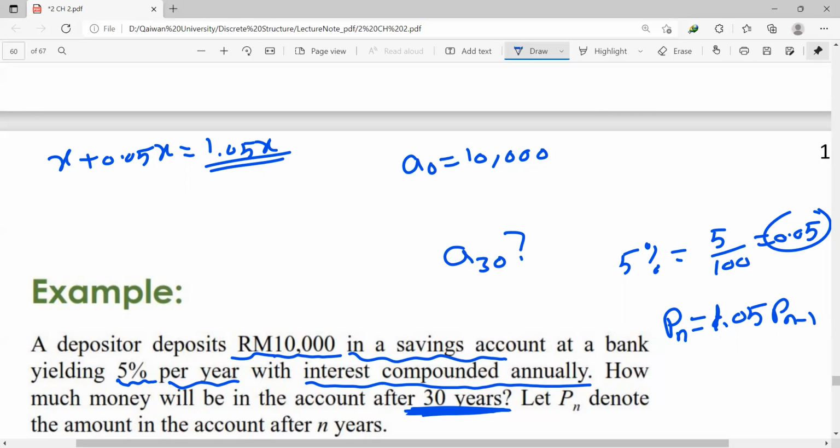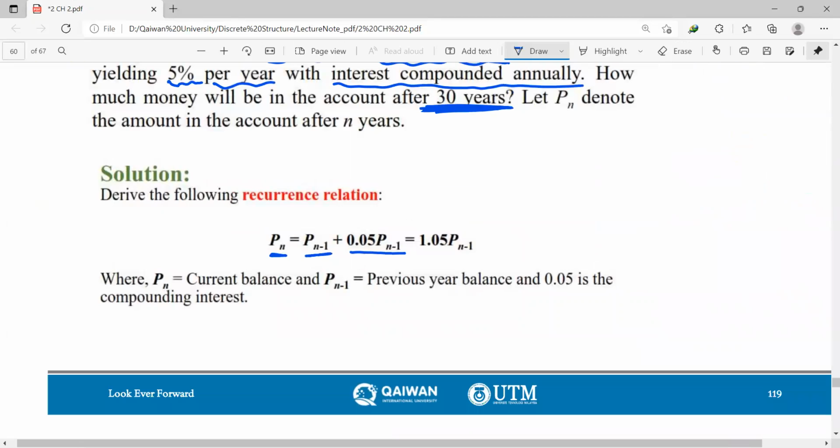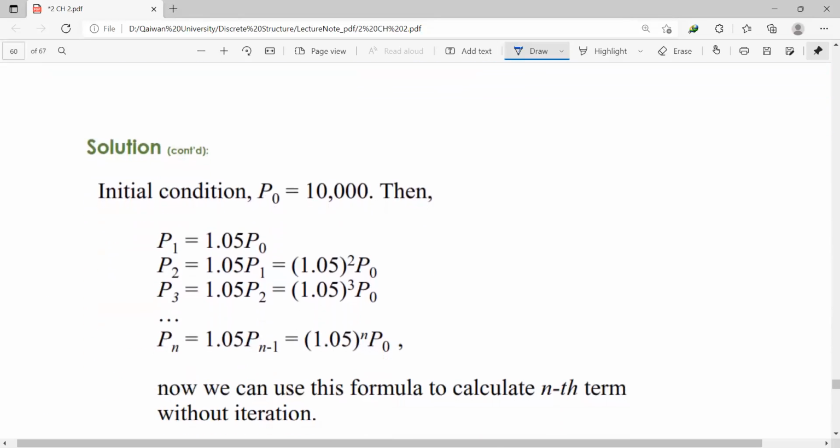Okay. How about after 30 years? After 30 years, that means A30. What's A30? We should find A30. Pn is the current balance and Pn minus 1 is the previous year balance, and 0.05 is the compounding interest. To solve this, P0 is given as 10,000.